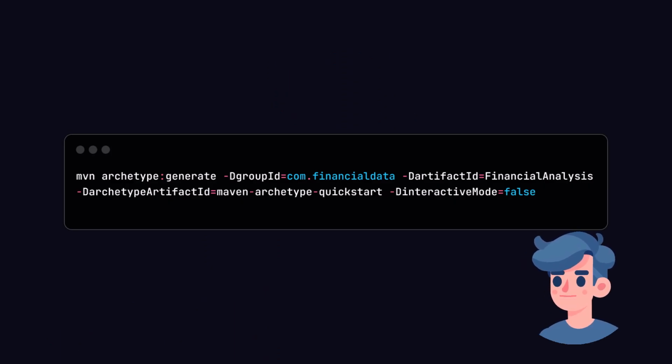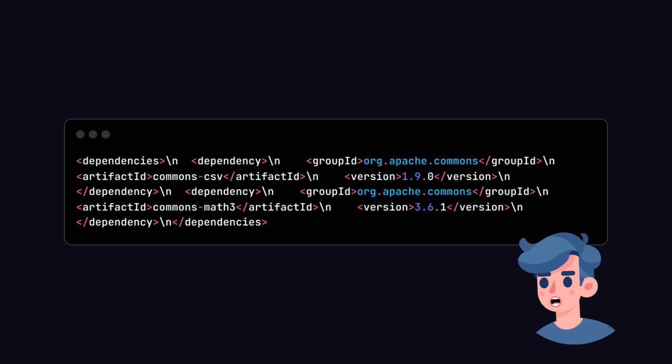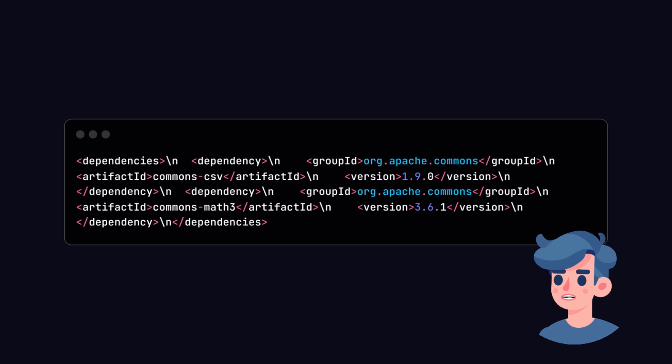Open your terminal and run the following command to create a new project structure. Now, navigate into your project directory. Open the pom.xml file and add the necessary dependencies for Apache Commons CSV or similar libraries for parsing CSV files. We will also include a library for data manipulation like Apache Commons Math or similar for our analysis.